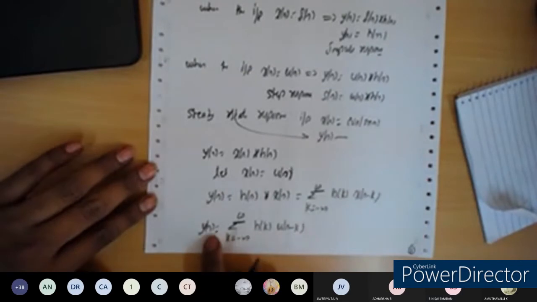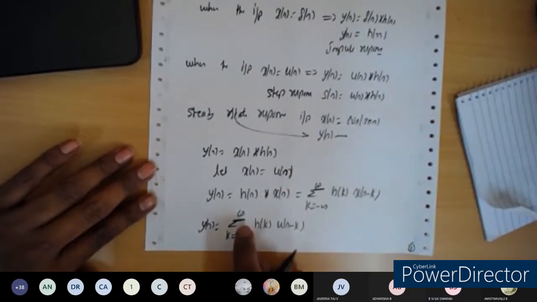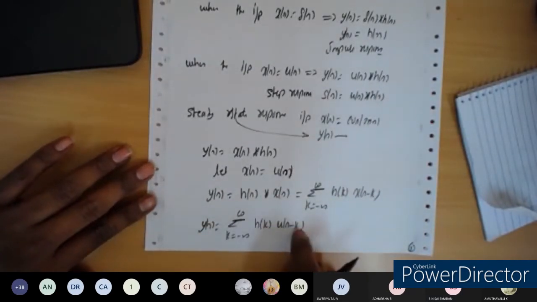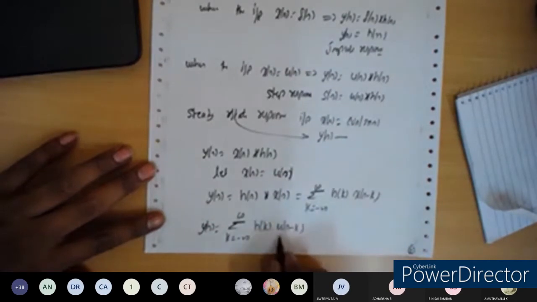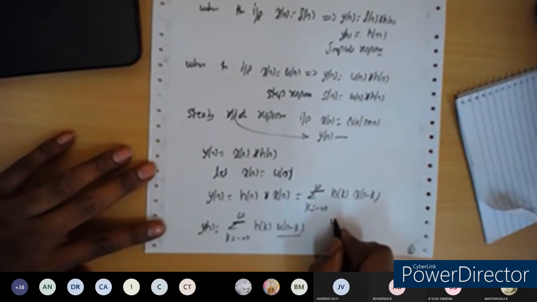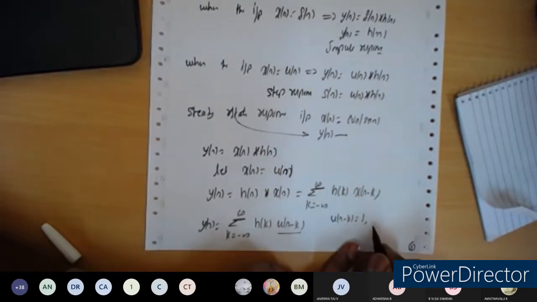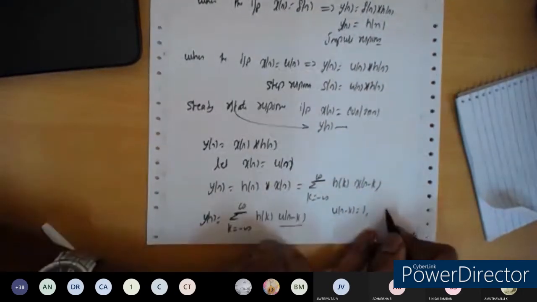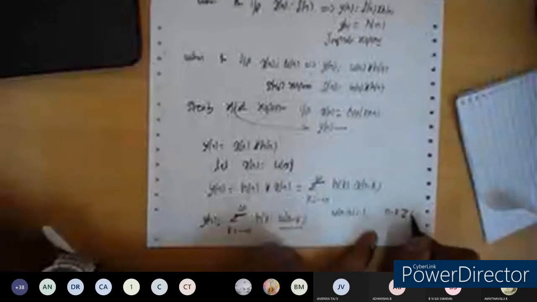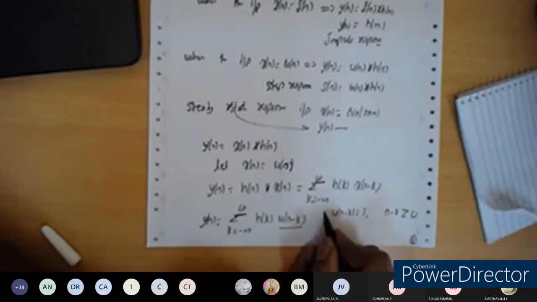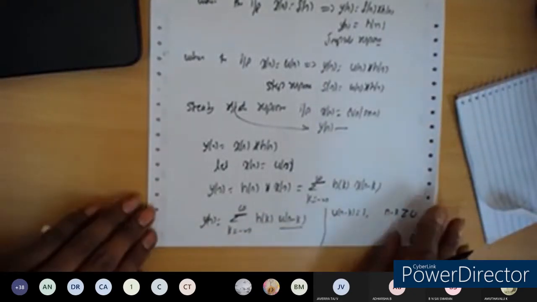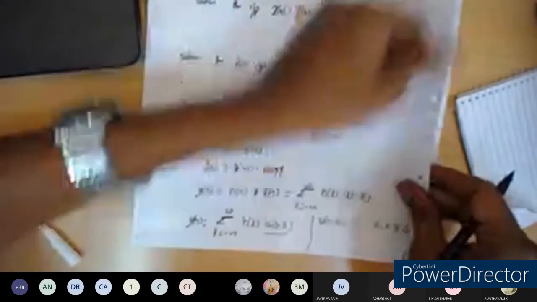So now we are taking y of n is equal to summation k equals minus infinity to plus infinity of h of k into u of n minus k. In this one, I'm going to take u of n minus k. We know that for the unit step function, u of n minus k is equal to 1 when n minus k is greater than or equal to 0. Let me take the next page.